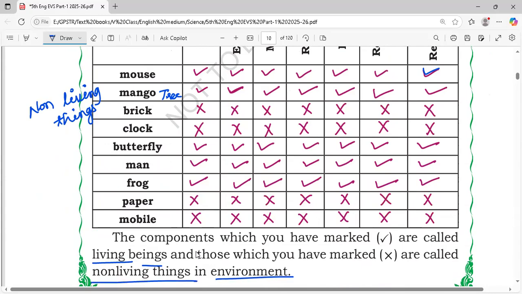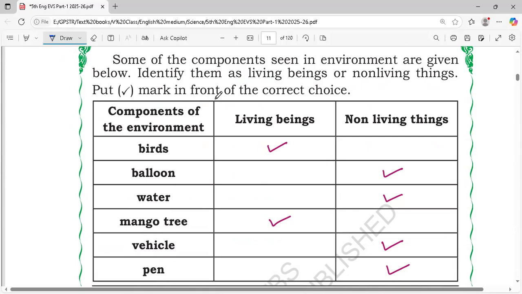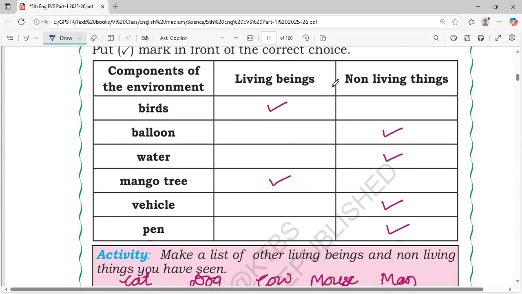Non-living things in the environment. Some of the components seen in the environment are given below. Identify them as living beings or non-living things. Put a right mark in front of the correct choice. Component of the environment: living beings, non-living things. Birds are living beings. Balloon, non-living thing. Water, non-living thing. Mango tree, living thing. Vehicle, non-living thing. Pen, non-living thing.